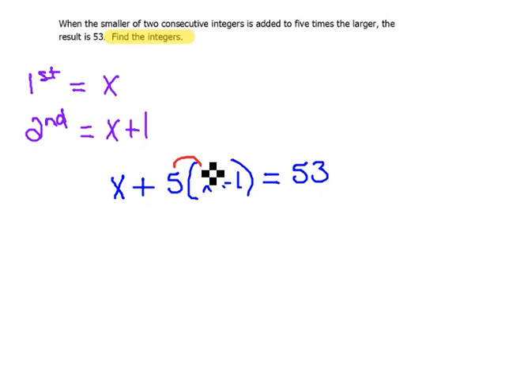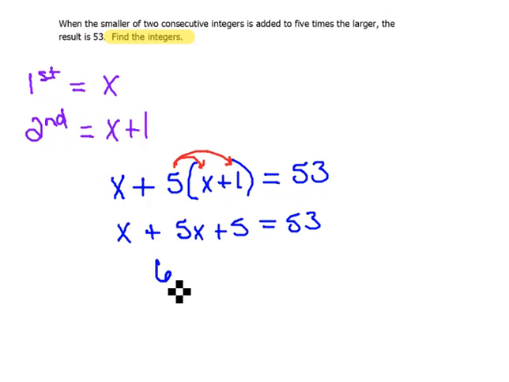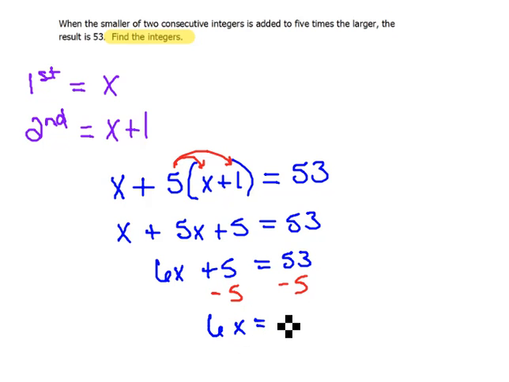Well, of course, we're going to have to do this distribution first. So here we have x plus 5 times x is 5x. 5 times 1 would be a positive 5, equals 53. Now we can collect our like terms. So x plus 5x would be 6x plus 5 equals 53. And now we're going to move our numbers over to the right. So subtracting 5 from both sides, we get 6x equals 53 minus 5, which is 48.